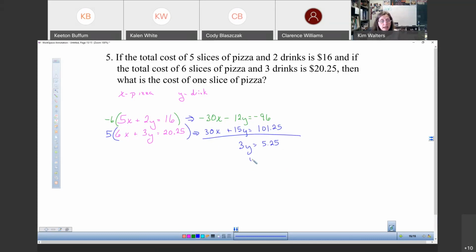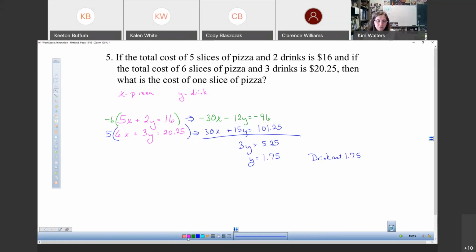And then if I divide both sides by 3, I get that y is equal to $1.75. Now remember, y was the cost of my drinks. So the drink costs $1.75. That does not answer my question, right? So I have to substitute this back into one of my two equations to solve for x, okay?